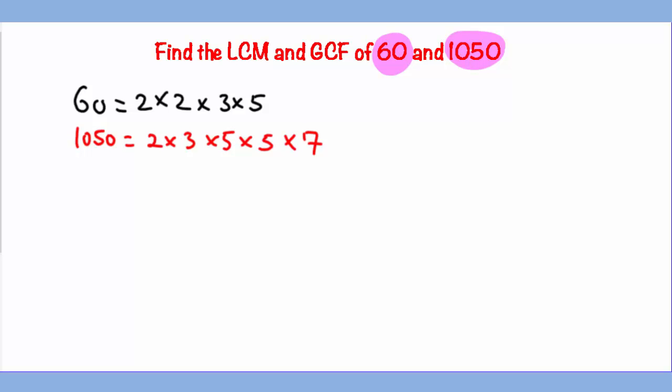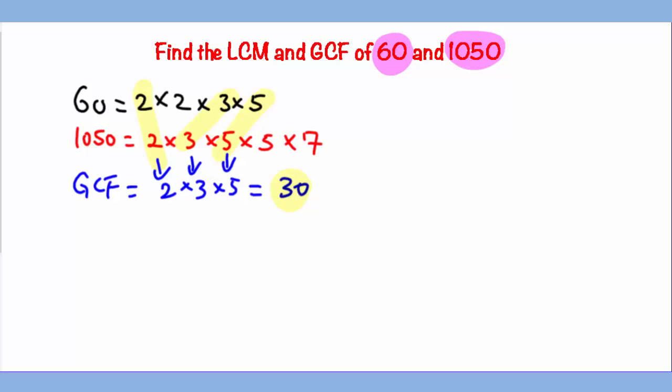The first thing you should do to find the GCF is to highlight the common factors amongst the two strings, which are the 2's right here, the 3's and the 5's. And for the GCF, you multiply the common factors together to get the biggest. So GCF will be 2 times 3 times 5, which gives you 30.